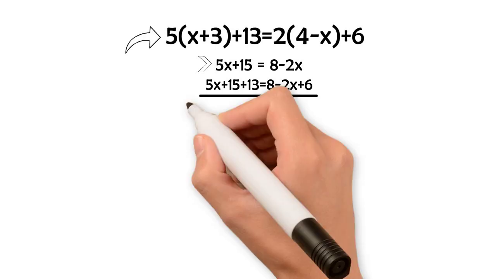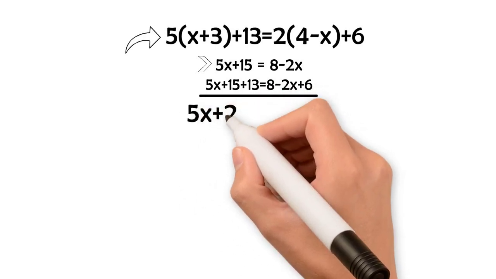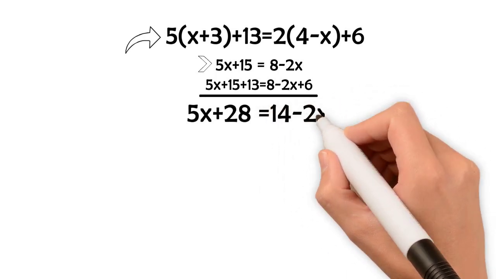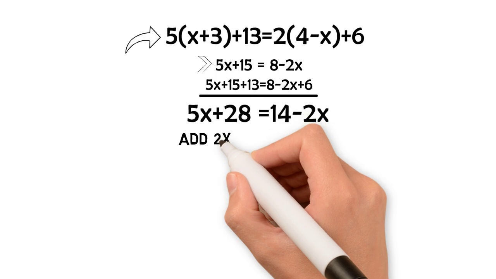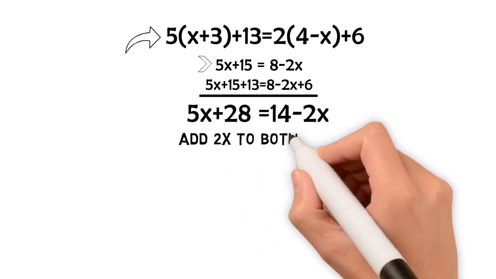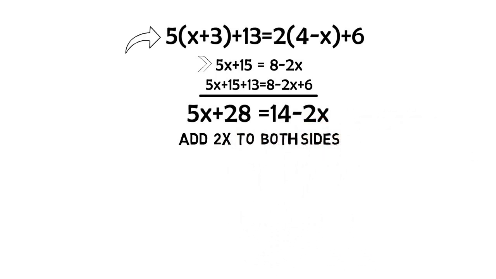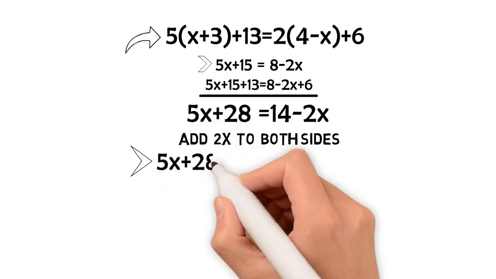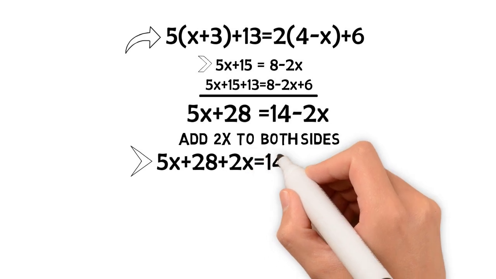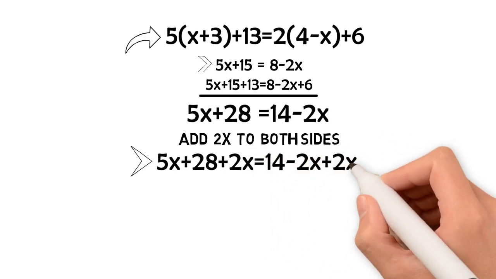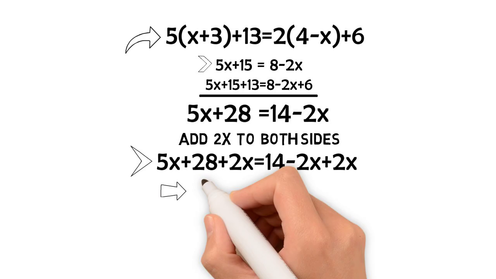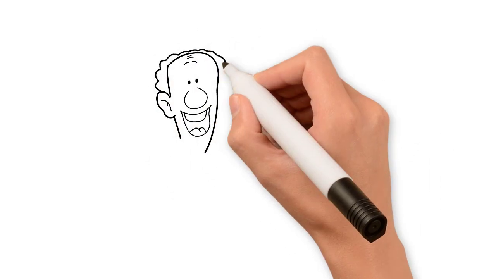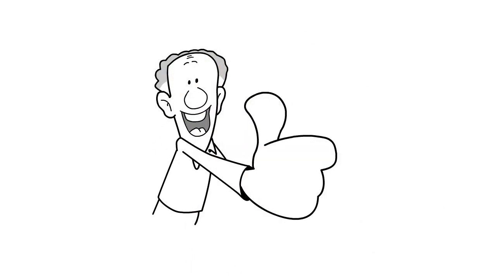Simplify by combining the like terms, and we've got 5x plus 28 on the left side, and 14 minus 2x on the right. To isolate the x on one side, add 2x to both sides to cancel it from the right. And what we end up with is 5x plus 28 plus 2x equals 14 minus 2x plus 2x. So that equals 7x plus 28 equals 14. This is a type of equation we already know how to solve.